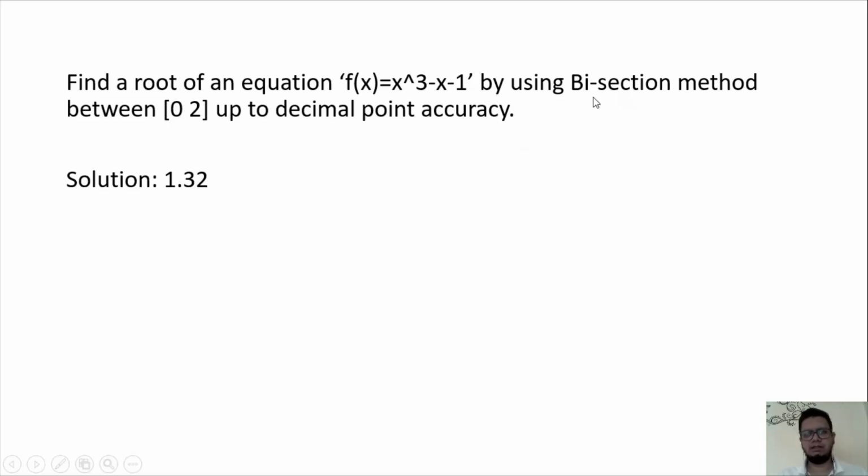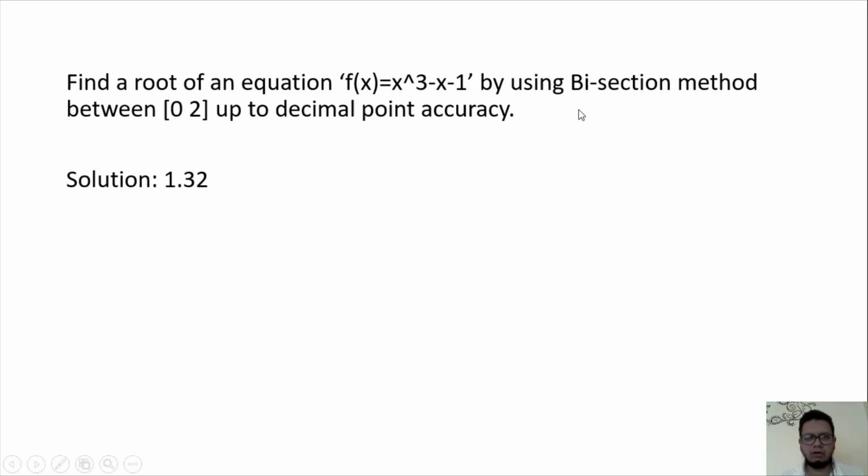The bisection method is the simplest method. Because of its simplicity, many software packages use this bisection method, but it is a bit slow. But using fast computers, we can get the solution very fast. The solution will converge very fast if we use fast computers.